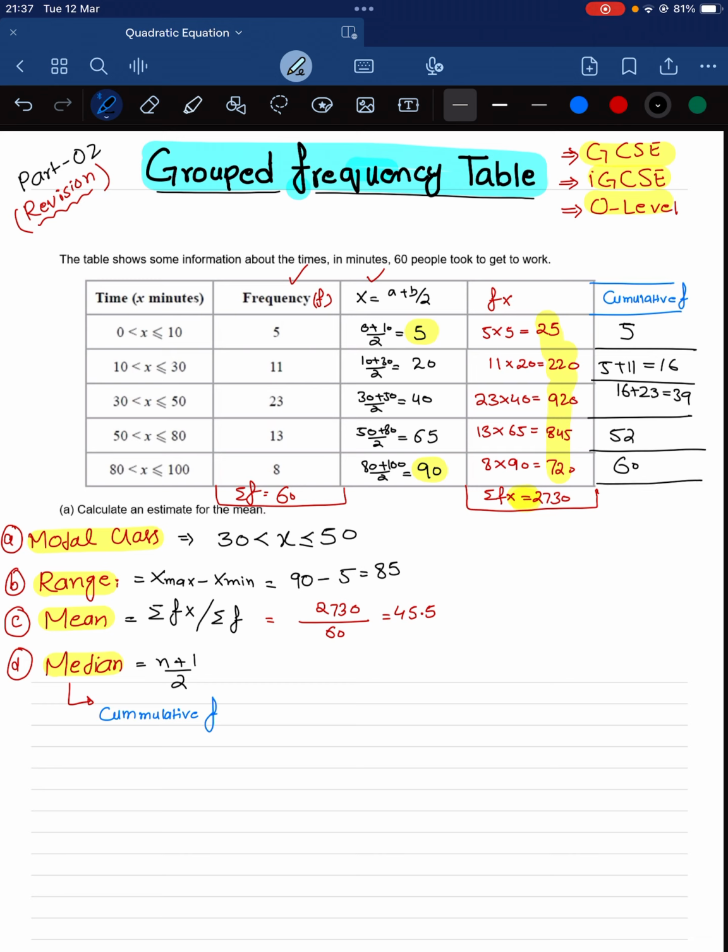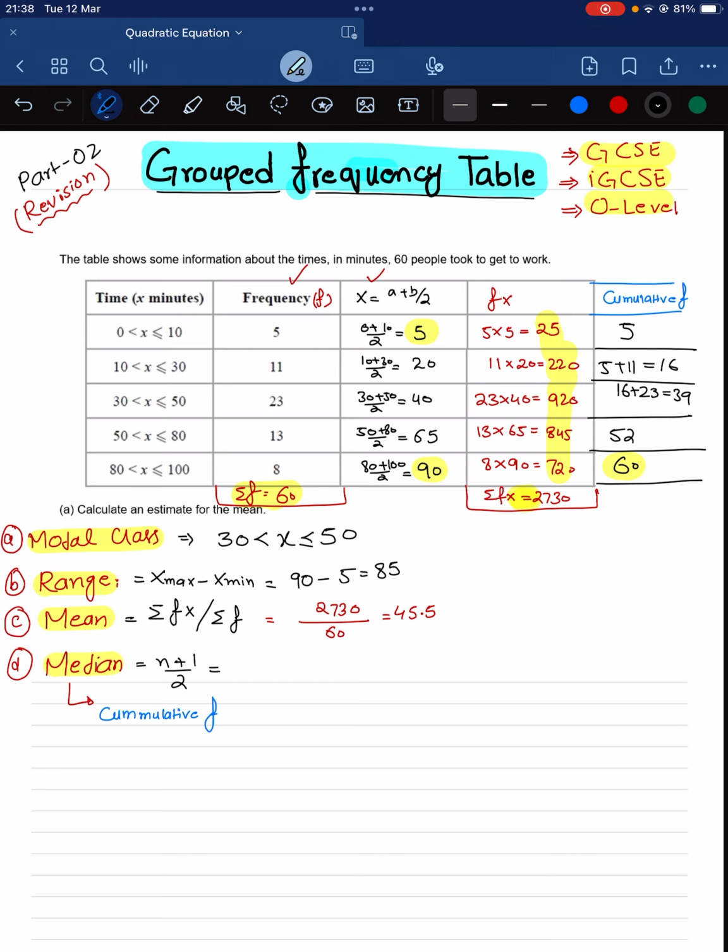Now we have the value of n. The last value which we got is basically the n. N is basically the cumulative frequency. It's the same as the sigma f. But sometimes they ask in the question to draw the cumulative frequency column, so we will draw it, because if we have the cumulative frequency column, then it's easy to find the median. This will also be helpful when we have to draw the cumulative frequency curve, right?